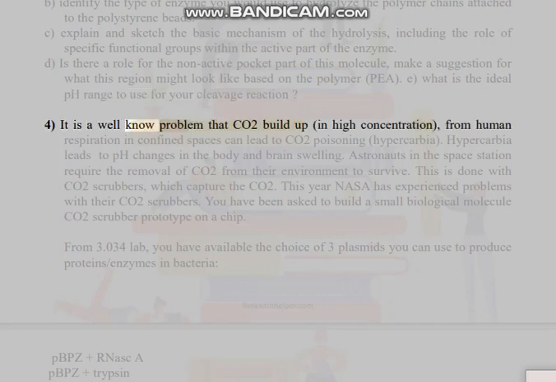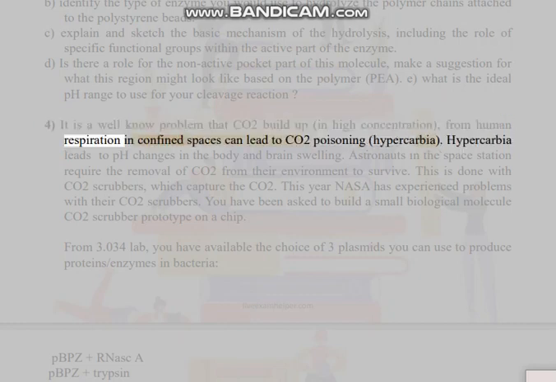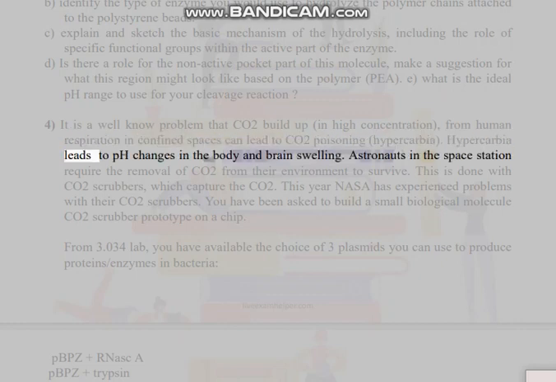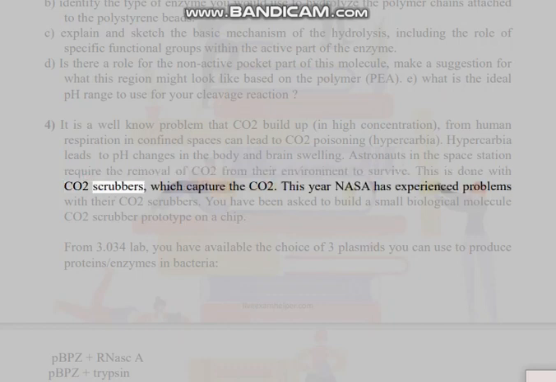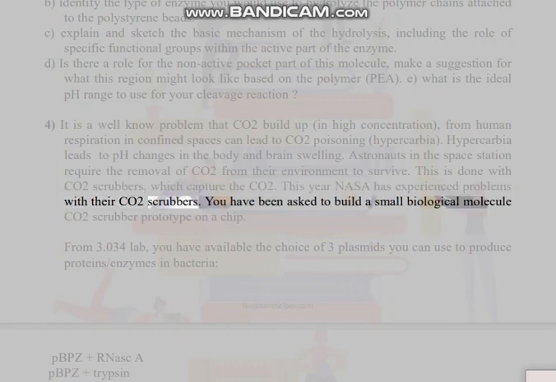4. It is a well-known problem that CO2 buildup in high concentration from human respiration in confined spaces can lead to CO2 poisoning, hypercarbia. Hypercarbia leads to pH changes in the body and brain swelling. Astronauts in the space station require the removal of CO2 from their environment to survive. This is done with CO2 scrubbers, which capture the CO2. This year NASA has experienced problems with their CO2 scrubbers.